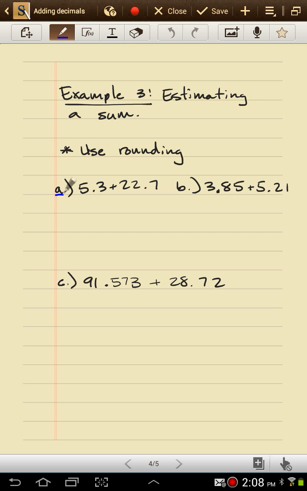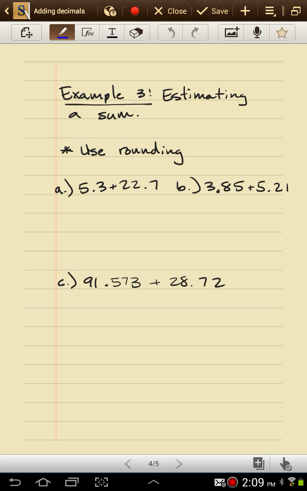So in example A here, we have 5.3 plus 22.7, or 5 3/10 plus 22.7. Now I'm estimating here, so I'm not going to find the exact answer. I need to think of a good place to round these two. And a good place to round these two, in my opinion, is the whole numbers.